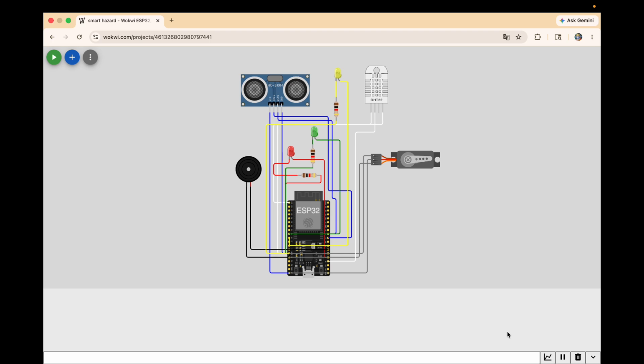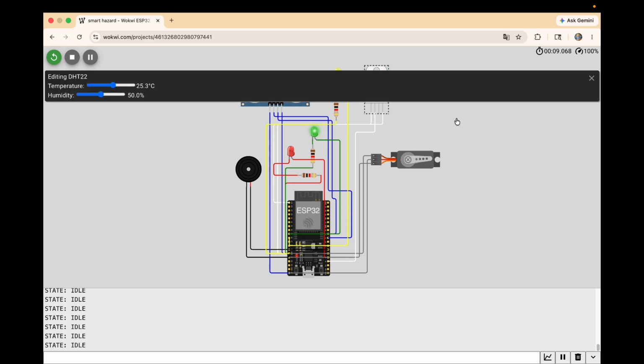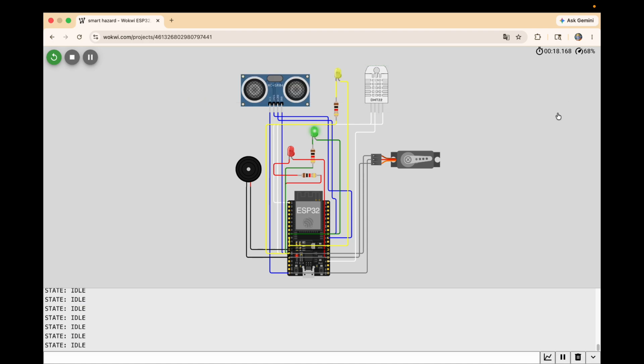Okay, so now I will demonstrate the live behavior of the system and how the finite state machine transitions between different states based on the environmental conditions. First we're going to look at the idle state. As you can see, currently the system is operating in the idle state where the temperature is around 25.3 degrees Celsius and the humidity is 50% at the moment. So the environment is considered safe, and the green LED remains active while the other outputs stay inactive.